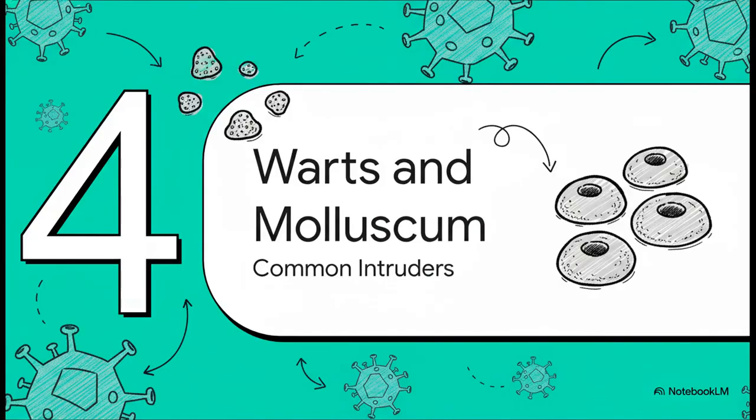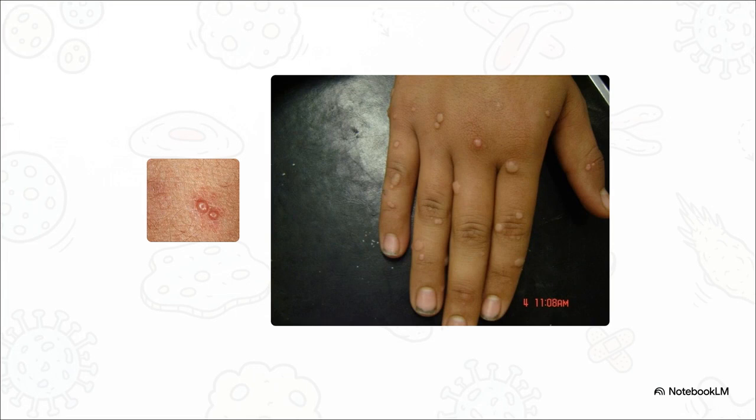All right, let's shift gears a bit. We've talked about the herpes family, so now let's look at a couple of other extremely common skin intruders, warts and molluscum, which are caused by entirely different families of viruses. So, if you look at these two side by side, you can immediately spot some key differences, can't you? Molluscum lesions on the left are often smooth and pearly, and they have that distinctive central dimple. Warts, on the other hand, typically have a much rougher, almost cauliflower-like surface.